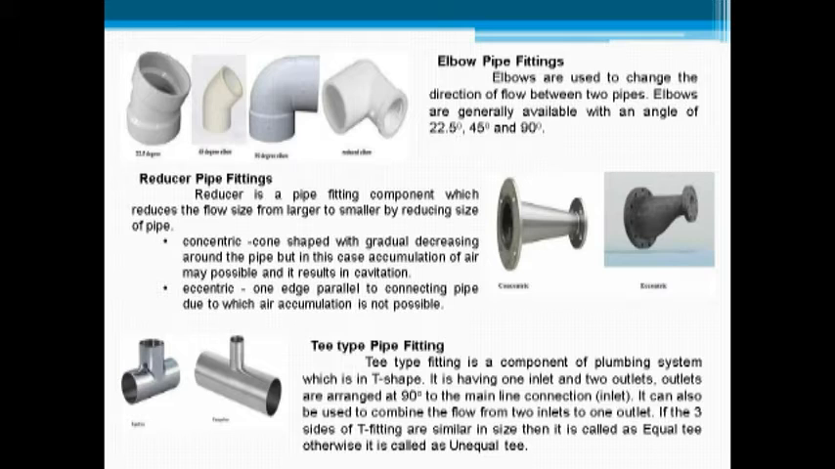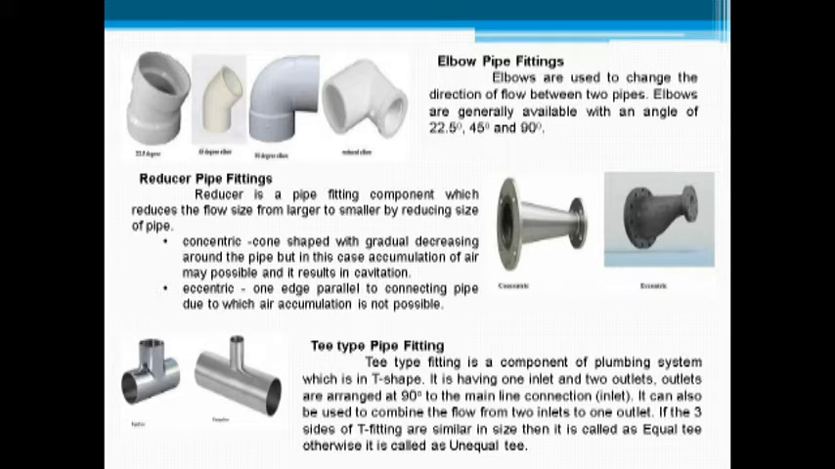Next is reducer pipe fittings. Reducer is a pipe fitting component which reduces the flow size from larger to smaller by reducing size of pipe. Usually there are two types of reducer. One is concentric reducer, which is like cone shape with gradual decreasing around the pipe, but in this case, accumulation of air may be possible and result in cavitation. The other one is eccentric reducer, which is having one edge parallel to connecting pipe, due to which air accumulation is not possible.